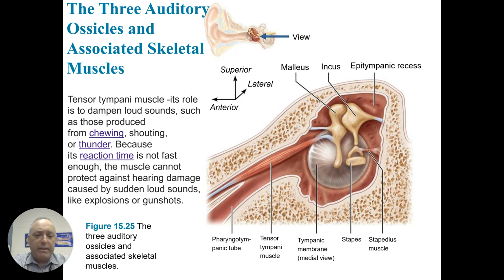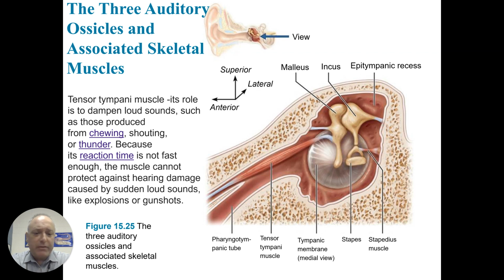There is a muscle in the ear called tensor tympani, and its role is to dampen the loud sounds, such as chewing, for example, or shouting, or thunder. But it doesn't have a very fast reaction time, so it can't protect against hearing damage with, like, gunshots and explosions. Those catch it kind of off guard.